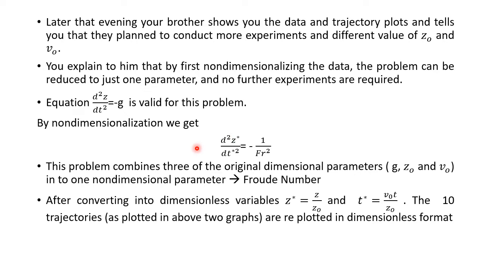This problem combines three of the original dimensional parameters, that is g, Z0 and V0, in one non-dimensional parameter, the Froude number. Means, whatever three parameters we had in the dimensional equation are combined and written in only one non-dimensional form. So that is nothing but the Froude number. After converting into dimensionless variables, that is Z star is equal to Z by Z0 and T star is equal to V0 T by Z0, the 10 trajectories are plotted in dimensionless format.